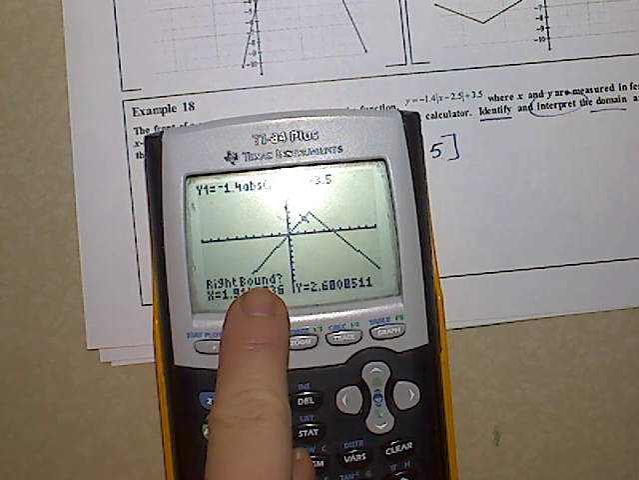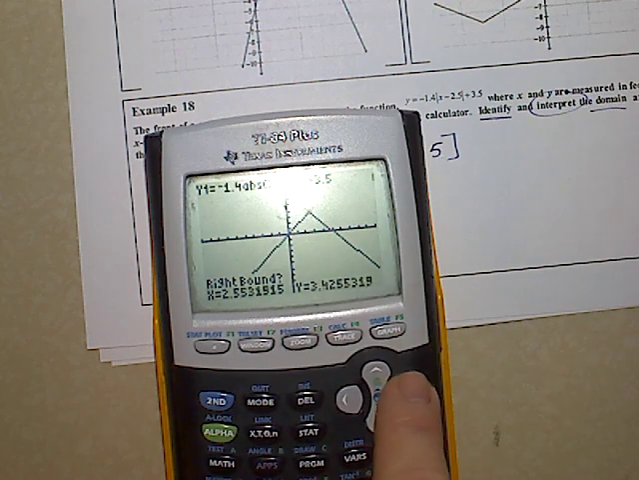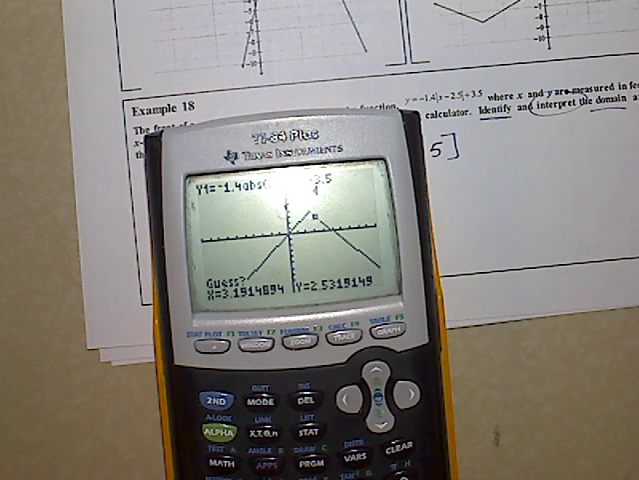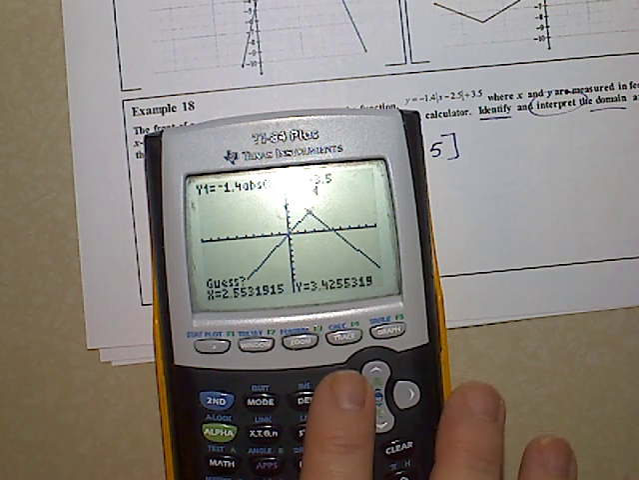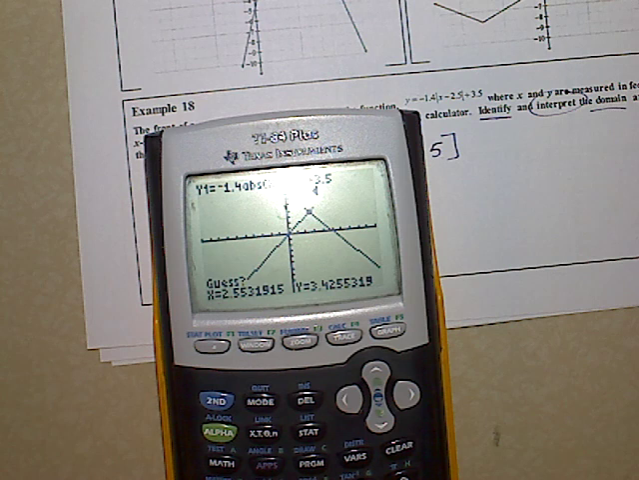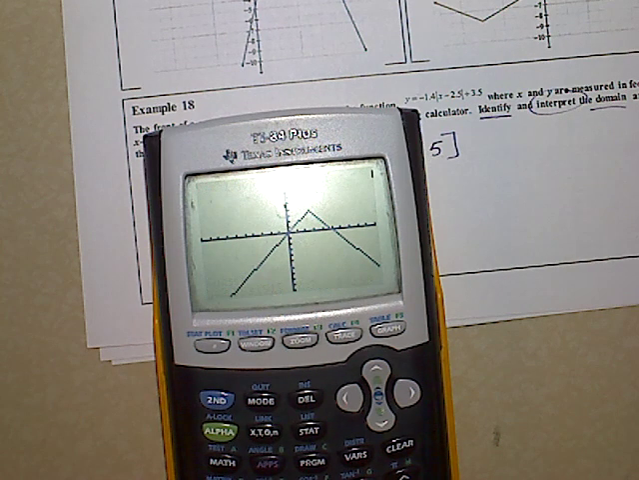Now the directions say go to the right of the highest. So somewhere to the right of the highest, press enter 1 time. Now go up to the highest point, guess where the highest point is, and press enter 1 time.